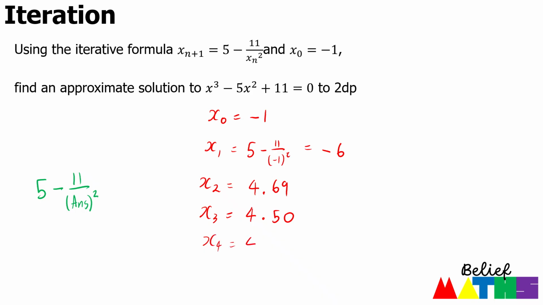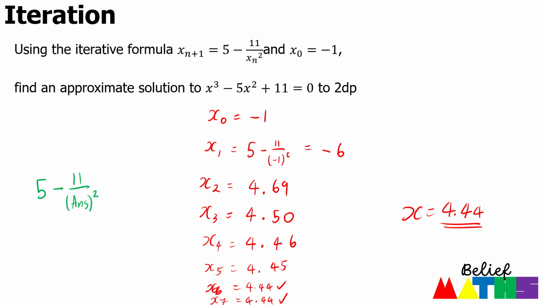The next one is 4.46, again rounding to 2 decimal places. x5 is equal to 4.45. We seem to be getting closer to an answer here. x6 equals 4.44, and x7 is equal to 4.44. And because we've got this repeated value here, the same consecutive value, the approximate solution for x is 4.44 to 2 decimal places.